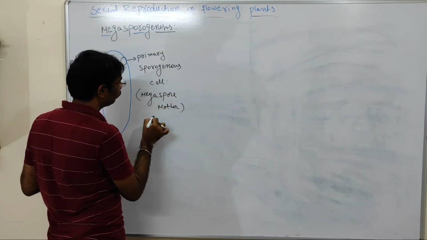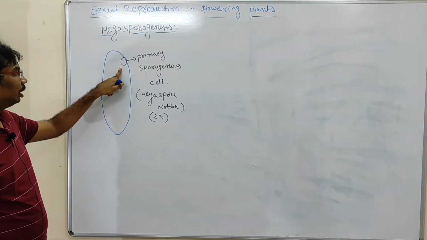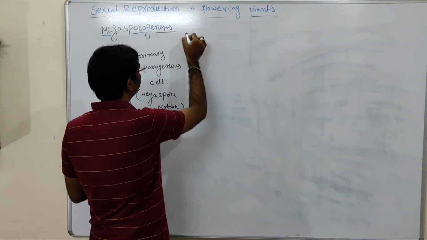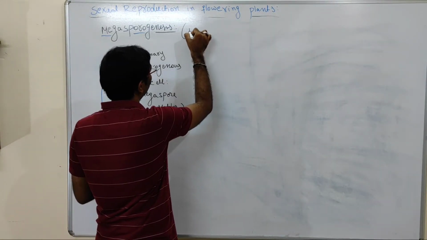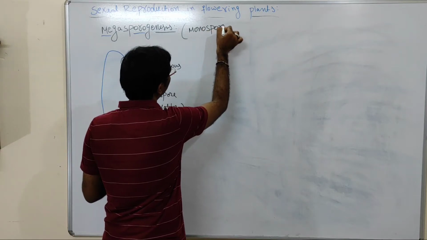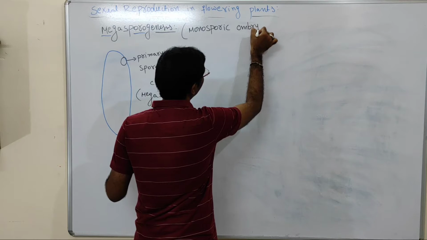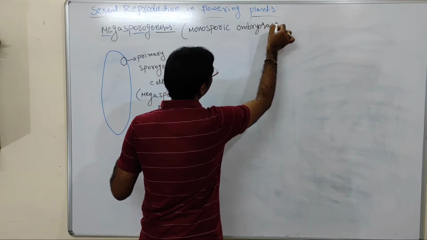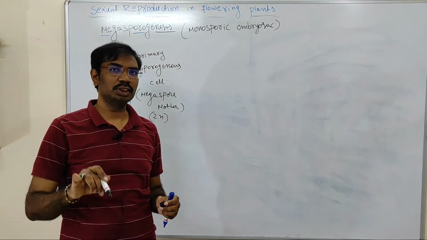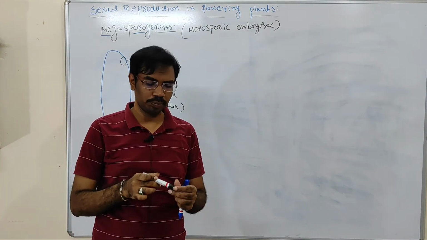What is the ploidy of this megaspore mother cell? 2n. The megaspore mother cell undergoes meiosis. I am explaining monosporic embryo sac development. Monosporic embryo sac means only one megaspore is responsible for the formation of the embryo sac.